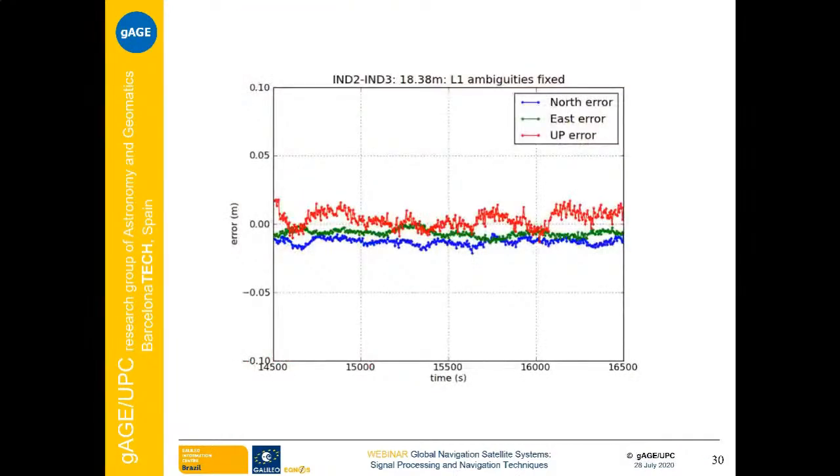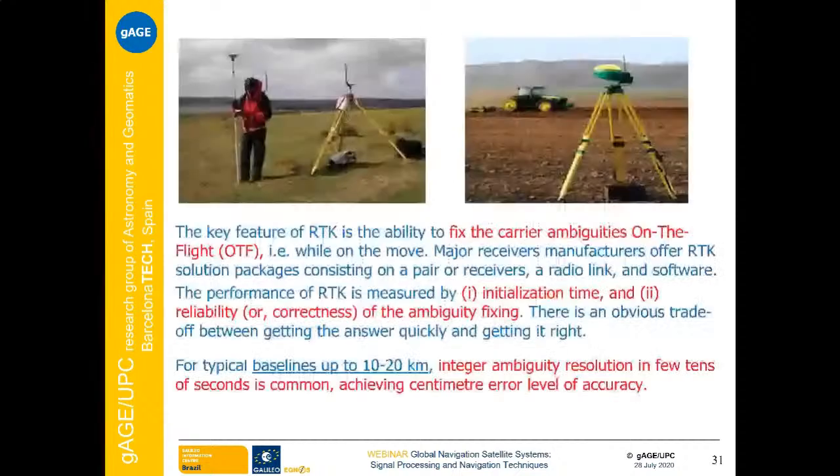Here we have a plot. I showed this plot before about the accuracy we can achieve. This is with real data, with single frequency, using only carrier, the accuracy we can achieve once the ambiguities are fixed in this navigation technique. Well, the key feature of RTK is the ability to fix the carrier phase ambiguities on the fly. That is, while the rover is moving.